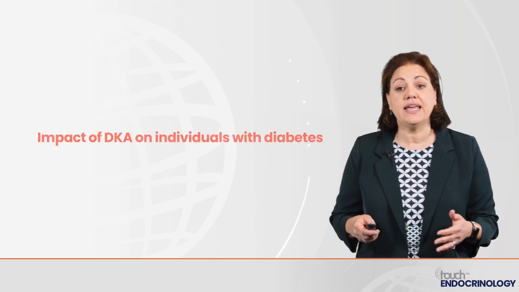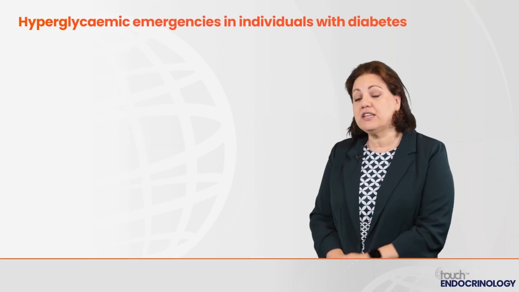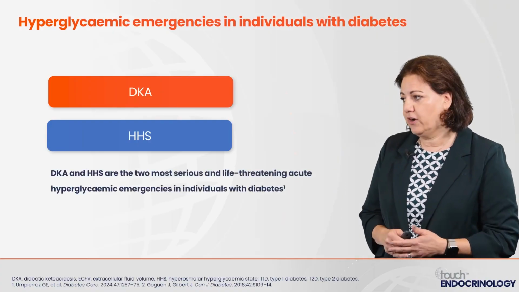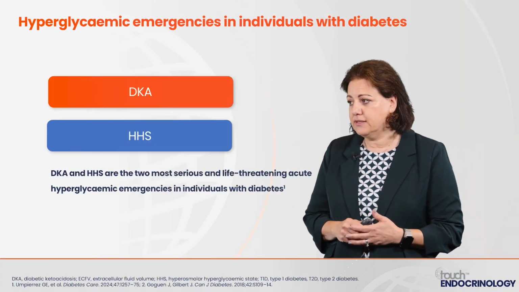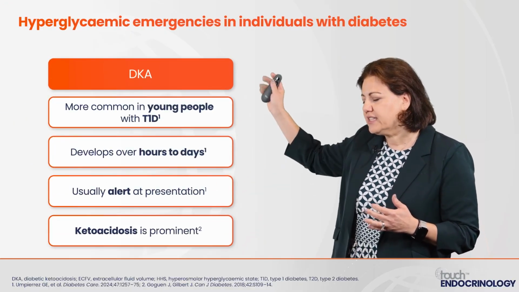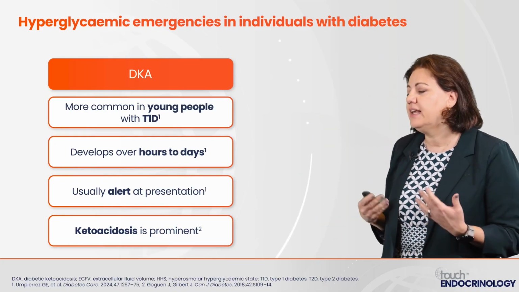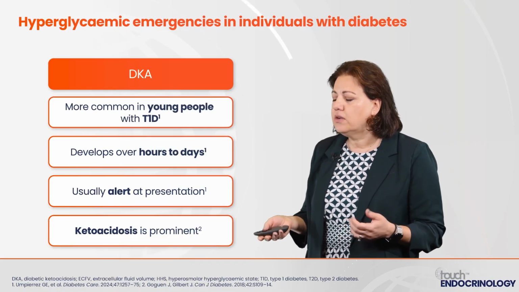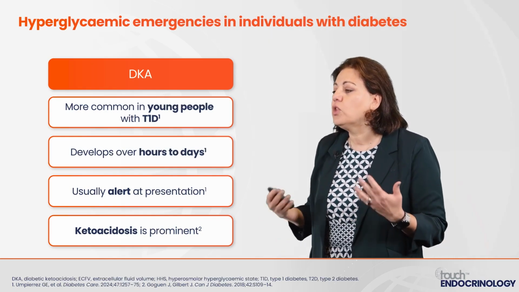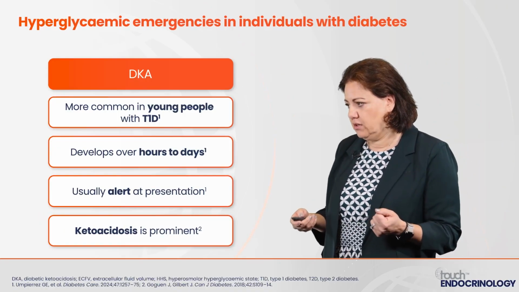So let's start by discussing the impact of DKA on individuals with diabetes. When we think about hyperglycemic emergencies, there are two serious conditions. Just last year, there was an excellent consensus report published in Diabetes Care about hyperglycemic crisis in adults with diabetes. The first is diabetic ketoacidosis, and today's discussion will primarily focus on this condition. When we think about individuals presenting with DKA, it more commonly occurs in individuals with type 1 diabetes who tend to be younger. It develops over hours to days, and people usually present alert. And ketoacidosis is the predominant hallmark of this condition.